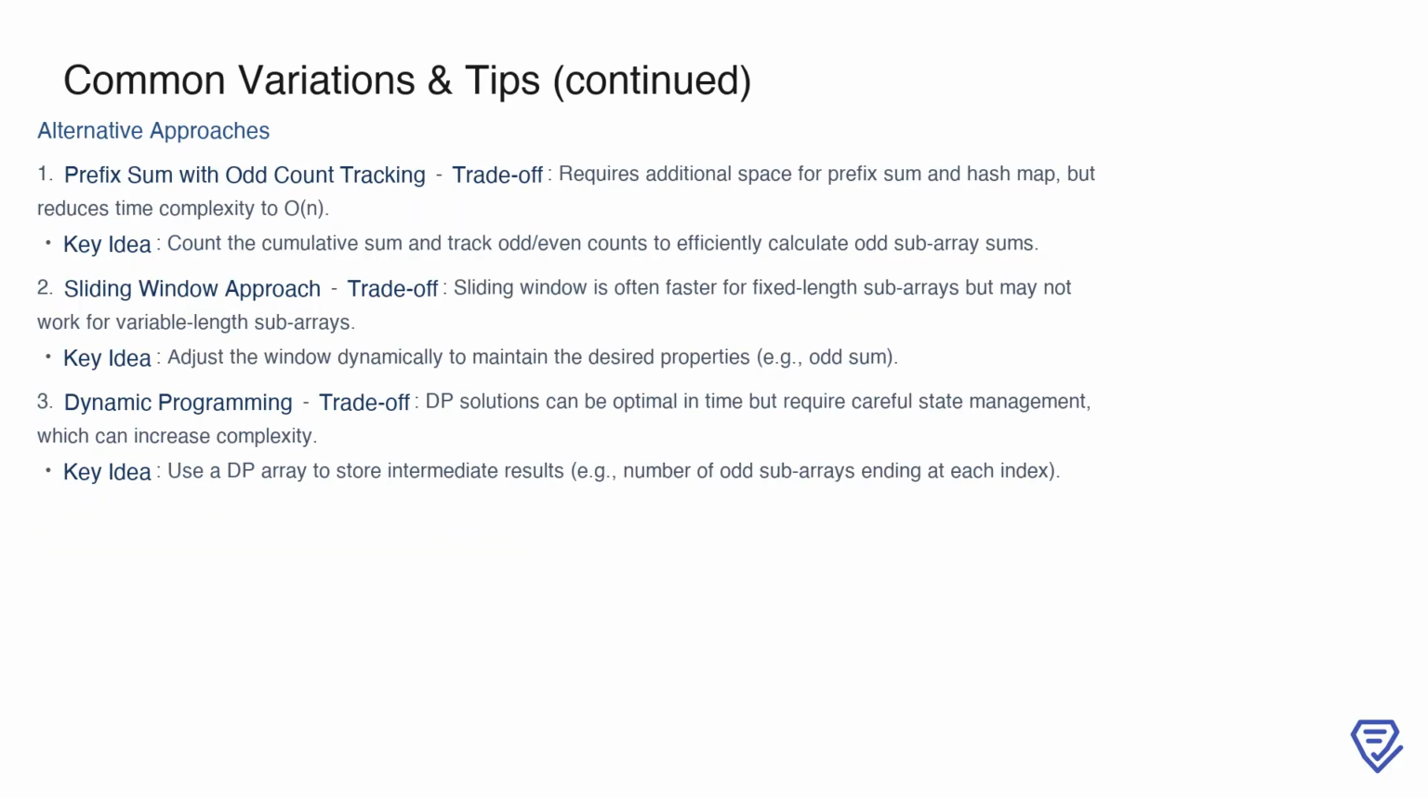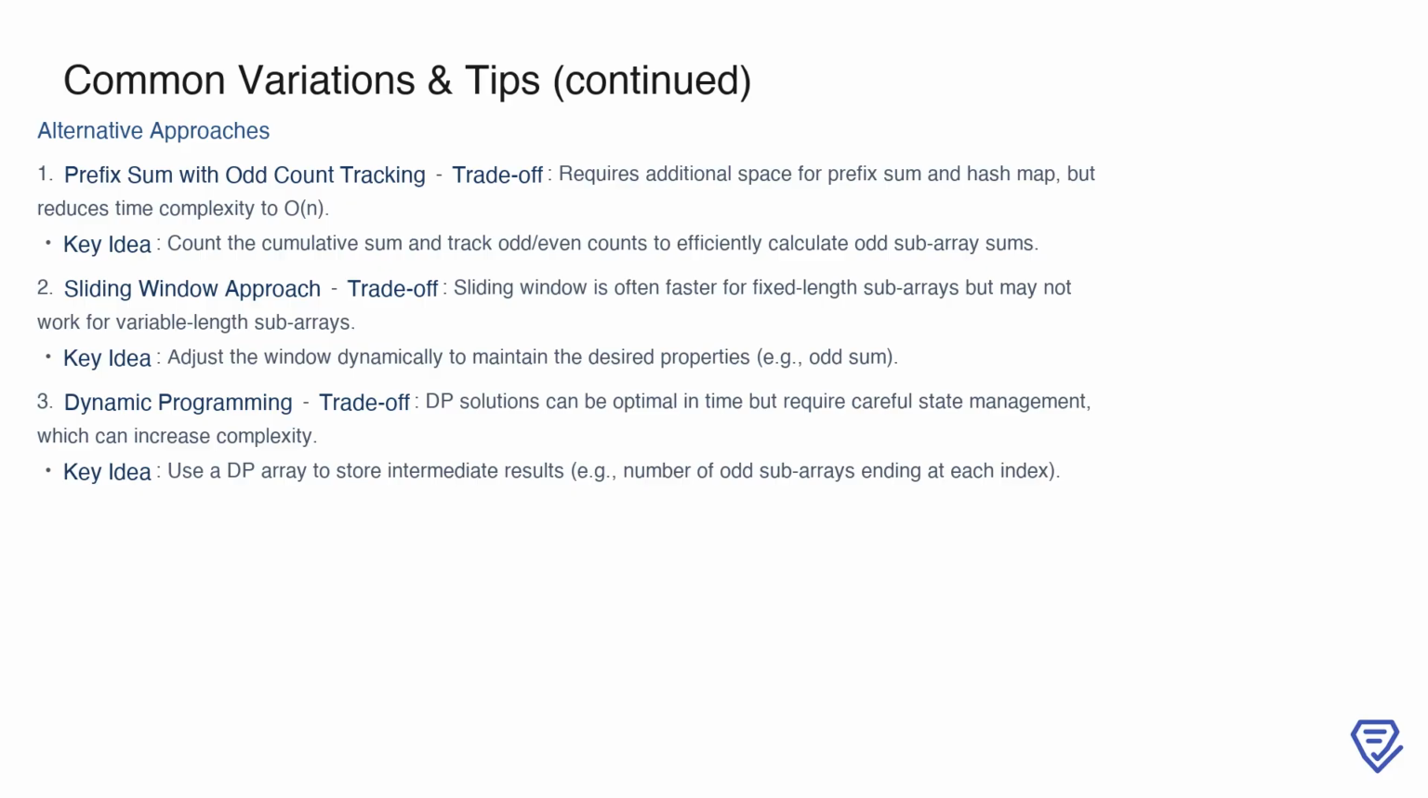Let's explore alternative approaches to solving this problem. One approach is using prefix sums along with odd count tracking. This method requires extra space for storing the prefix sum in a hash map, but in return, it reduces the time complexity to O(n). The main idea here is to maintain a cumulative sum while keeping track of the counts of odd and even sums to calculate the number of odd subarray sums efficiently.